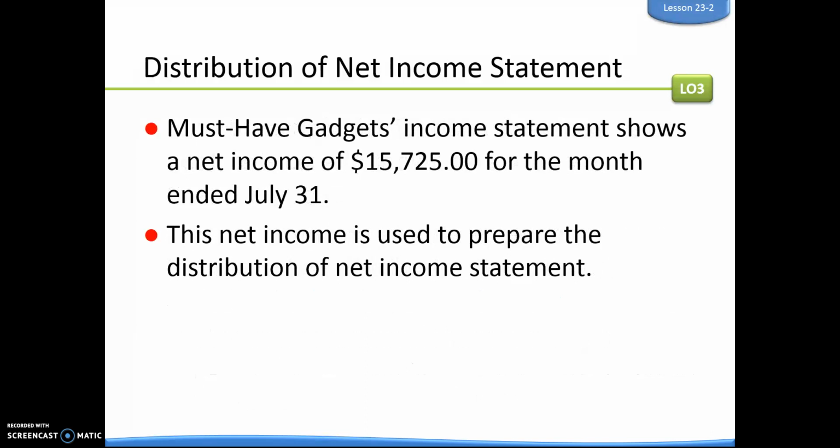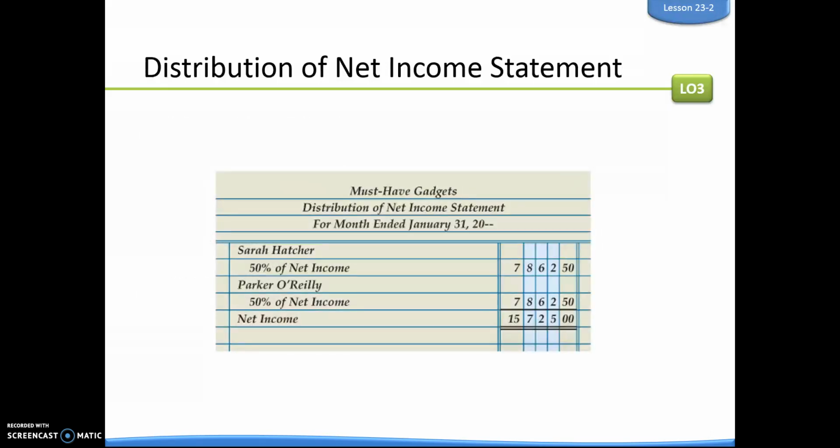So Must Have Gadgets' income statement shows that they had a net income of $15,725 for the month of July. Now, this net income is used to prepare our distribution of net income statement. So we do have to do our income statement first before we can do our distribution of net income. Remember, Sarah and Parker shared their net income equally, so it's essentially just 50% of the net income for Sarah and 50% for Parker.